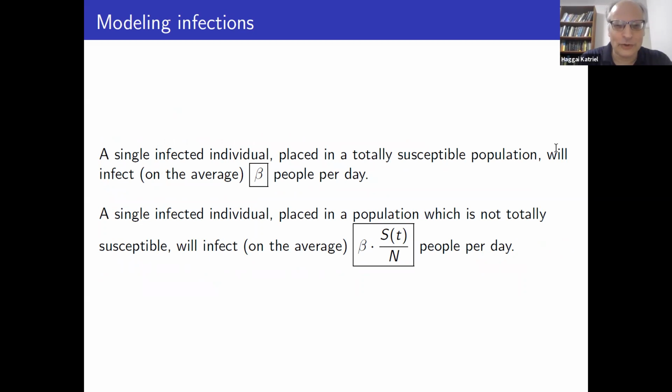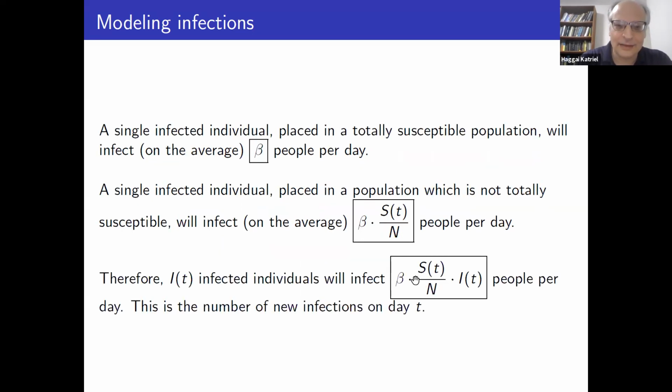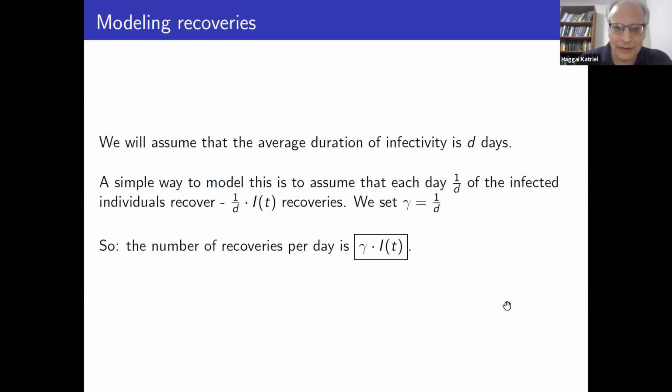So if only 50% of the population is susceptible, then only 50% of these contacts will lead to new infections. That's why the number of people this person will infect is beta times the fraction of current susceptibles, and the total number of infections per day is this times the number of infected people. And we have our description of the process of infection.